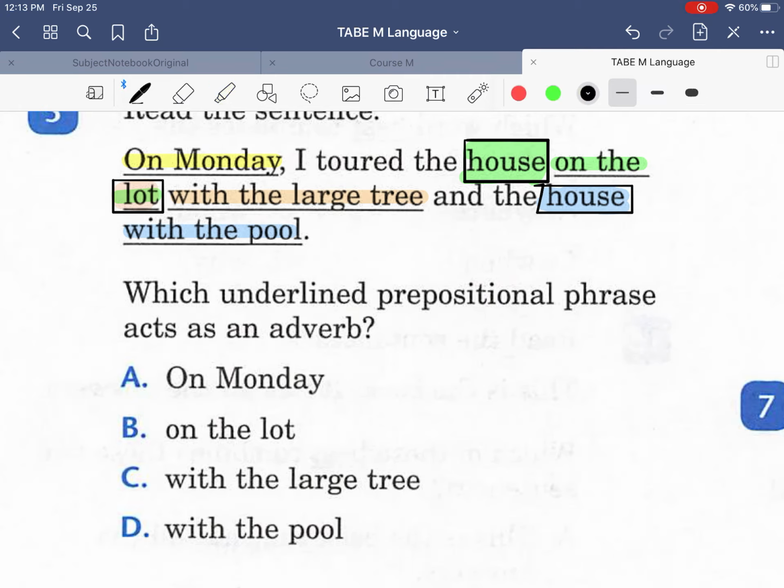On Monday, what's that describing? On Monday is telling when something occurred. When I toured. So on Monday tells when. It's describing when I toured. There's your adverb phrase. The other phrases are describing things, not actions. So this one is when the action occurred, and that's why it's an adverb.